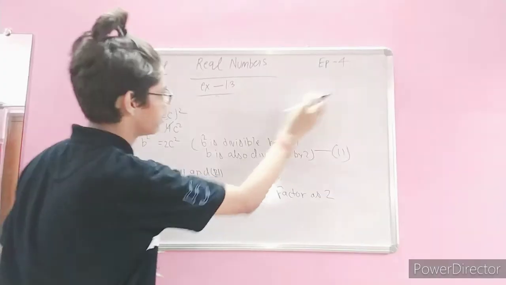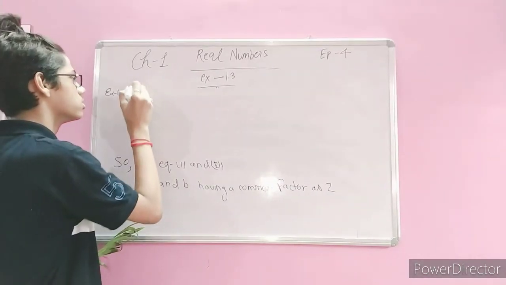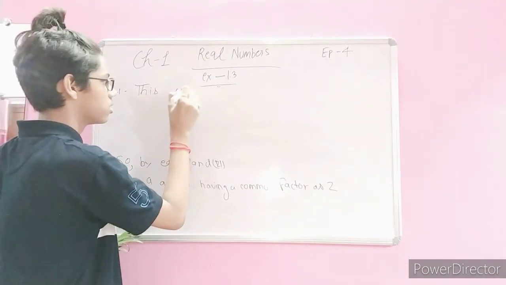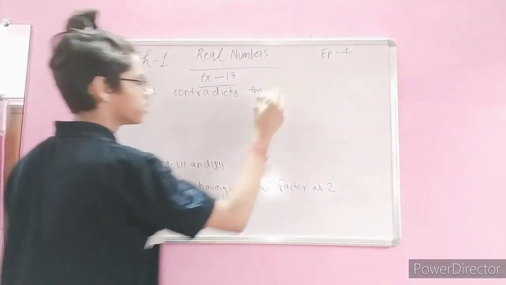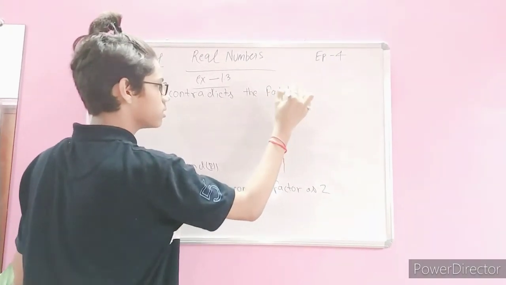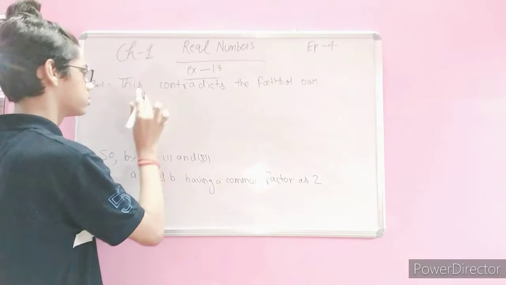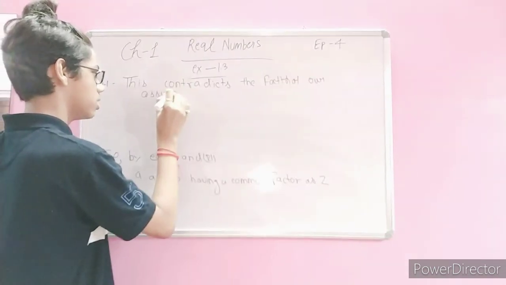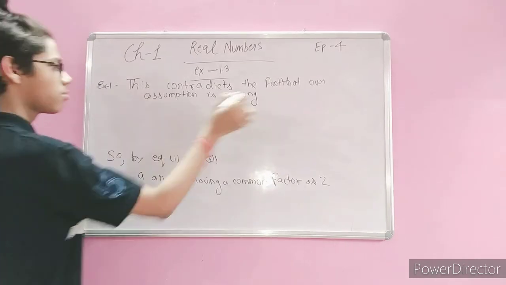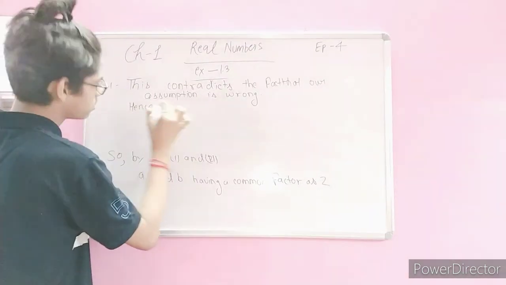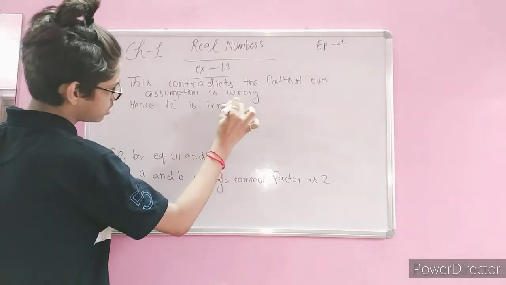Then we will write, this contradicts the fact that our assumption is wrong. Okay, hence root 2 is irrational.